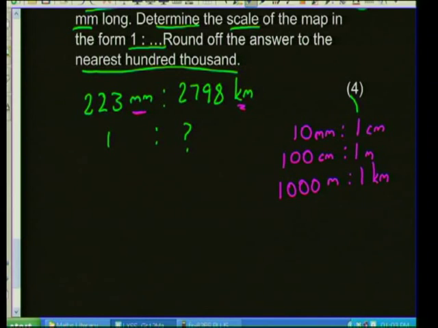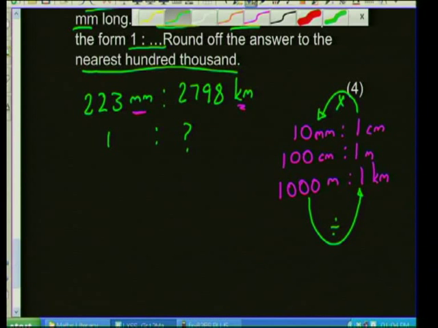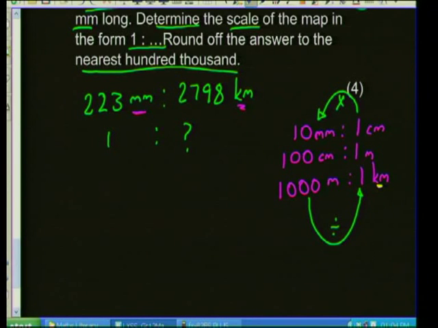Where do we go? If we're going from a small number to a big number, we have to multiply, and from a big number to a small number, we divide. Now we're going from kilometers to millimeters. So I'm going to take a third color pen to show you this. We are going this way, so we are going to times.